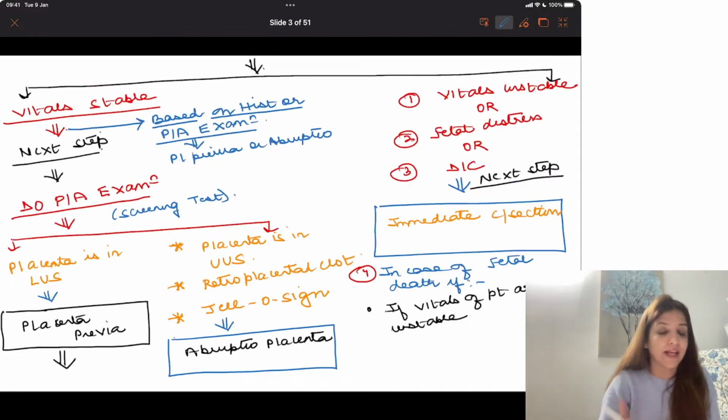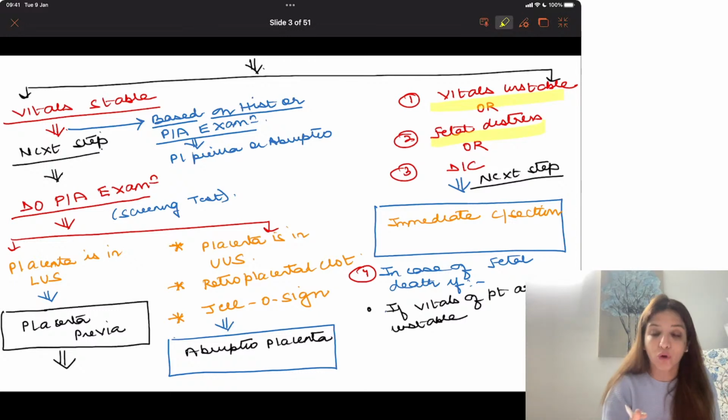Once you have done this, the next step in the algorithm is to note whether the vitals of your patient are stable or not. While you are noting this, you are also going to concentrate on the history and per abdominal examination, and based on these, mentally you are going to see whether you are dealing with placenta previa or abruptio. It doesn't matter whether you are dealing with placenta previa or abruptio if the vitals of your patient are unstable, or even after initial resuscitation vitals remain unstable, or if there is fetal distress. Instead of writing fetal distress in your questions, it can be written as category 3 CTG findings. Whenever you get this term, category 3 CTG findings, that automatically means a case of fetal distress.